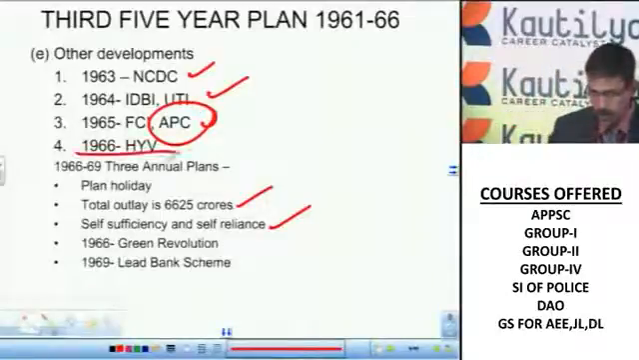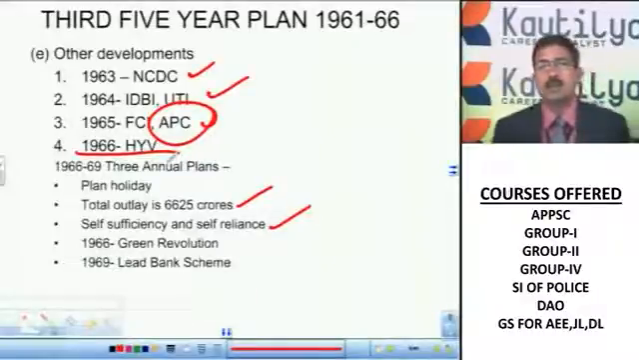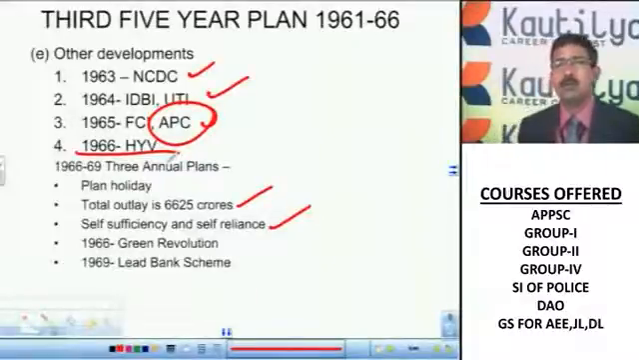Now, the High Yielding Variety Program was launched in 1966. With this, though we had declared a plan holiday, India made a tremendous boost in the production of food grains.